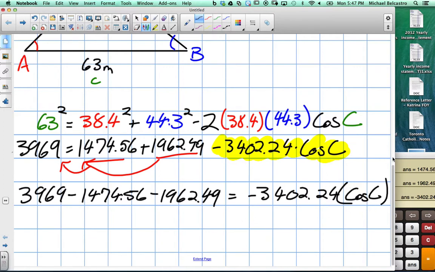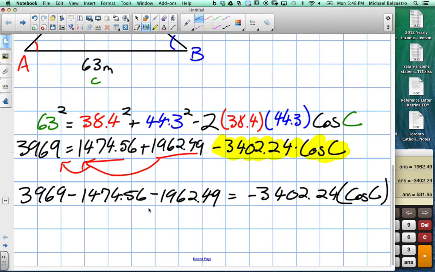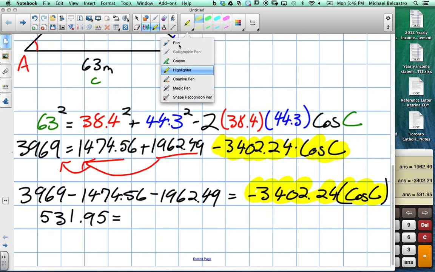And I'm going to equate this side. Again, I'm going to keep the calculator in view. 3969 subtract 1474.56 subtract 1962.49 equals. And there's our number. So that's going to be the number on the left side of the equal sign: 3531.95 is equal to, and again, I'm going to highlight it, this has not changed. It stayed the same the whole time.